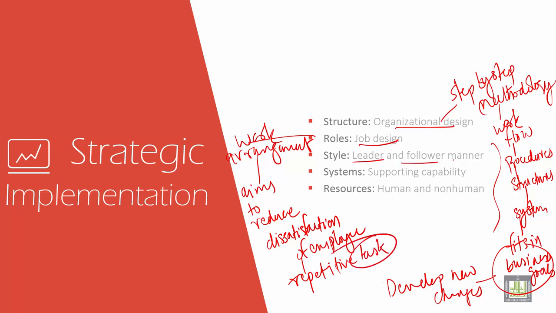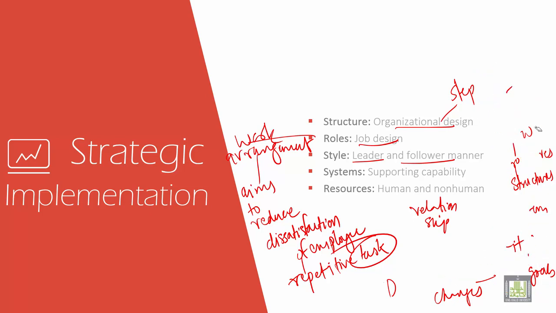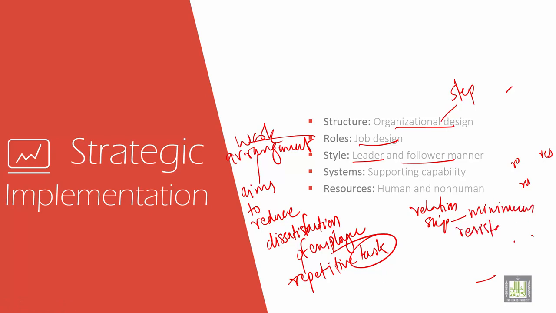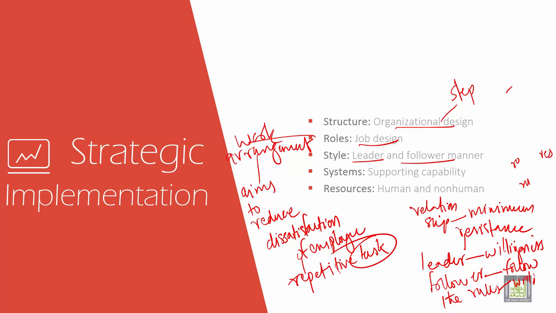Then we have the leader and follower manner. What is this leader and follower manner? Actually, it is a relationship that ensures minimum resistance. For example, when a leader says something, a leader must have a willingness, and the follower should follow it, should follow the rules. That is how it goes, hand in hand. That is very important.